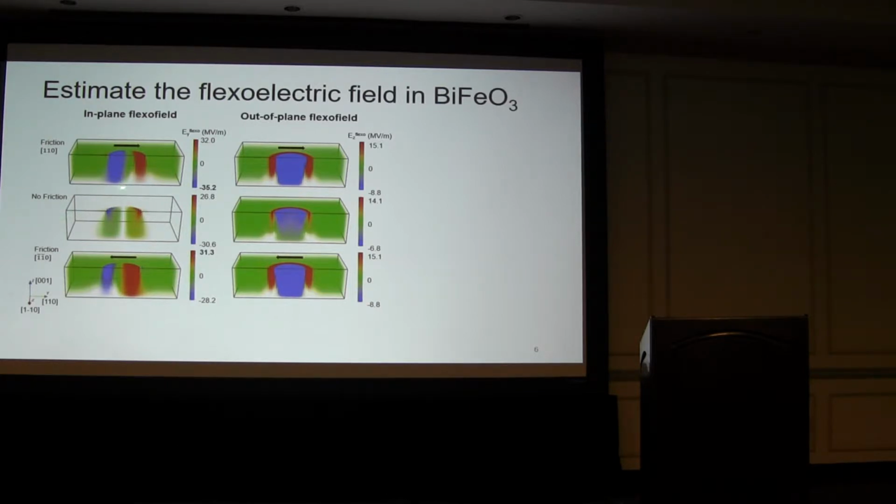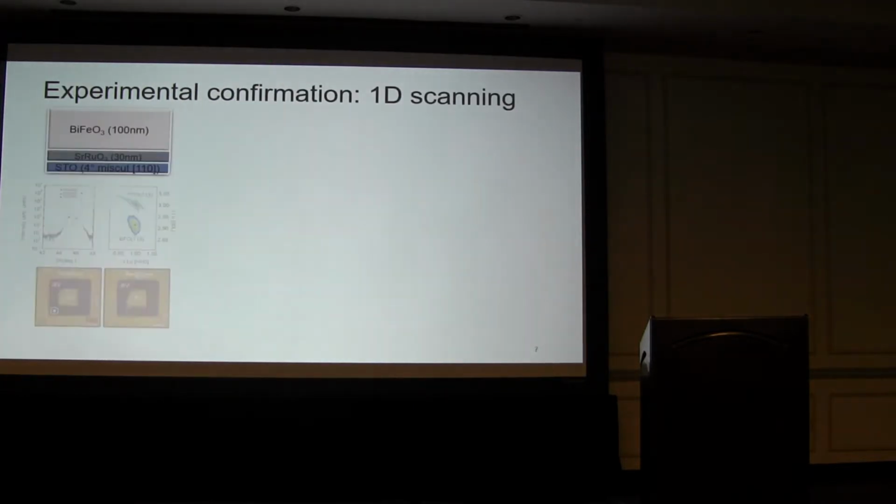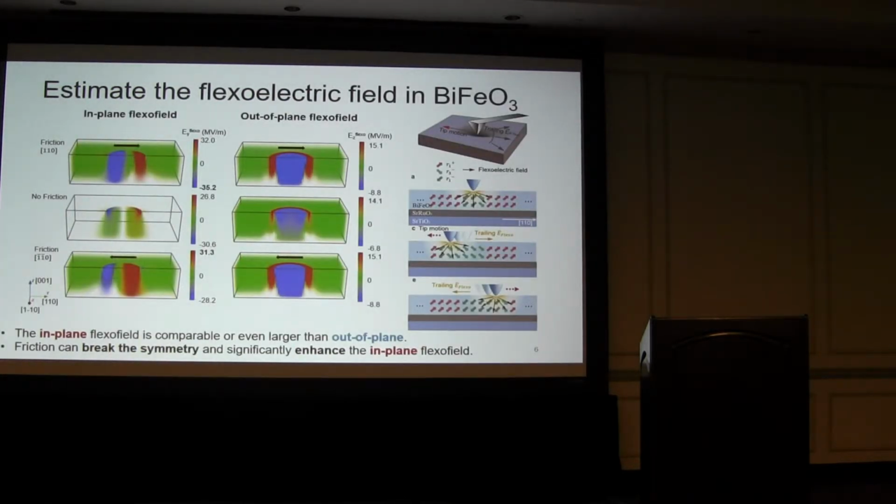But the in-plane field changes significantly, in both magnitude and shape. For this case, when the tip is moving to the right side, the left-hand side is enriched, but in the opposite direction, the right side is enlarged. So we can find that the in-plane field could be comparable to or even higher than the out-of-plane flexo field. And the friction breaks the symmetry of the flexo field, and it also significantly enhances the magnitude.